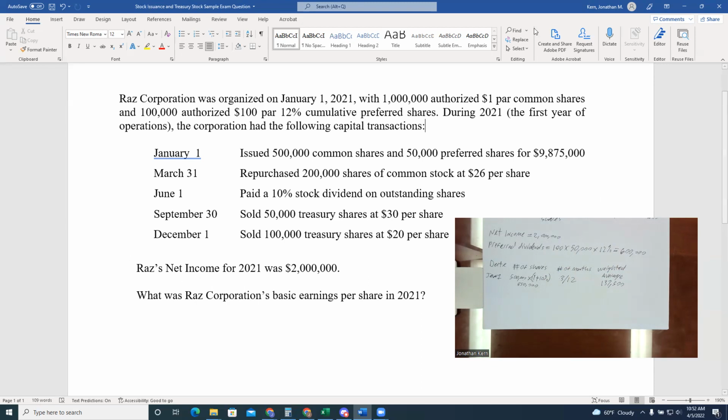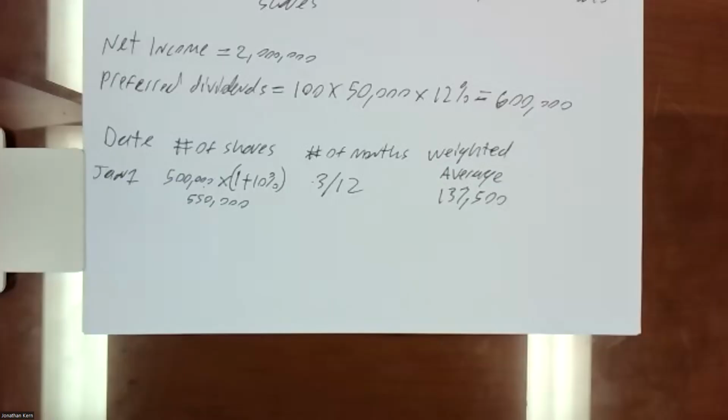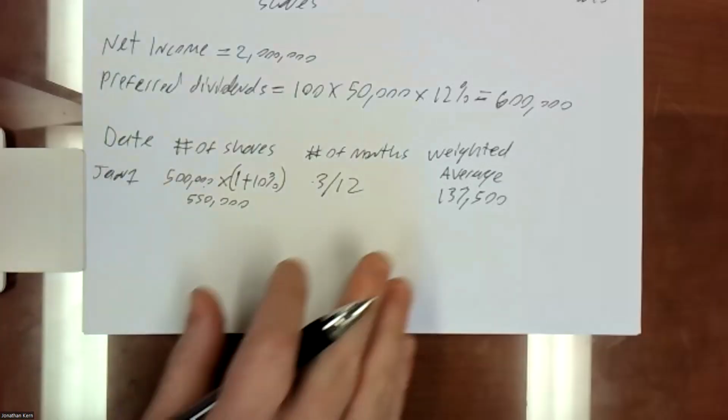I will briefly go over to my paper so you can see the numbers better.